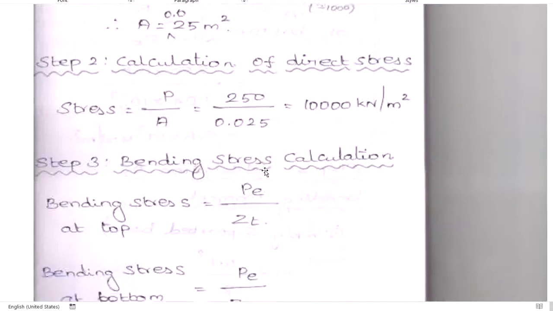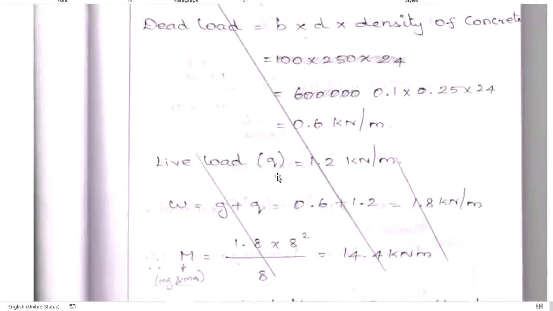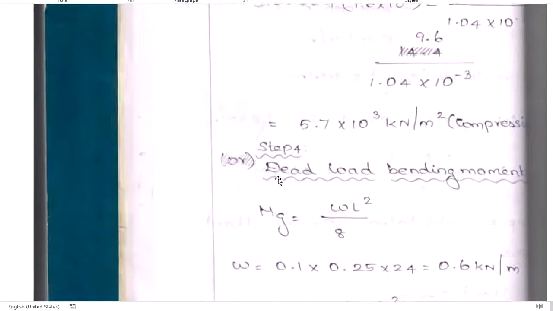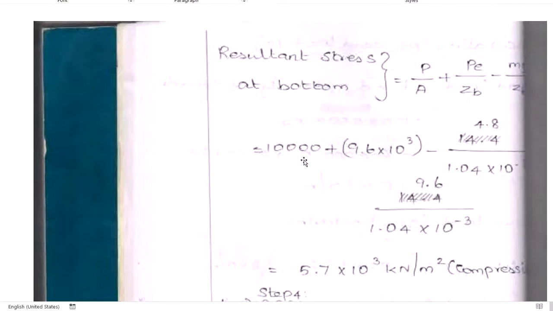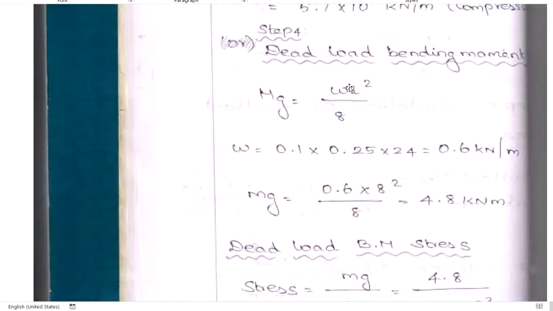Calculation of MG and MQ is very important. So now let us study the MG and MQ calculation. MG is equal to the dead load bending moment. Due to dead load, the bending moment which we are going to face is WL square divided by 8.